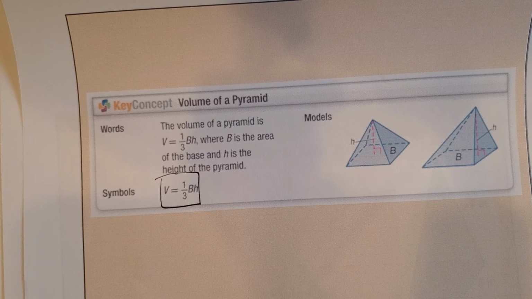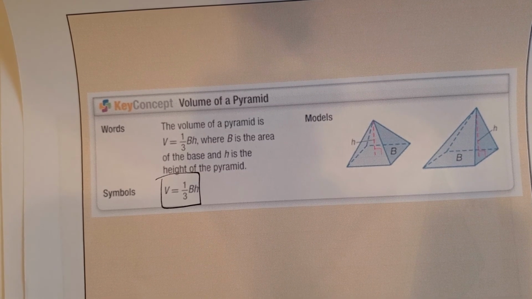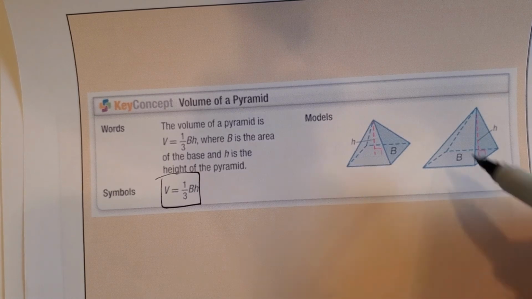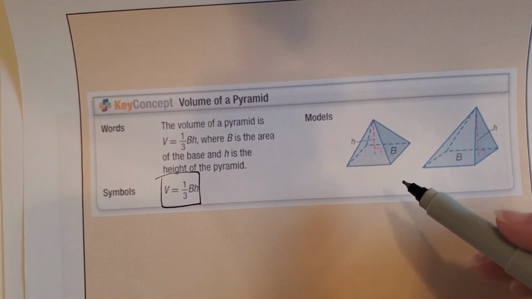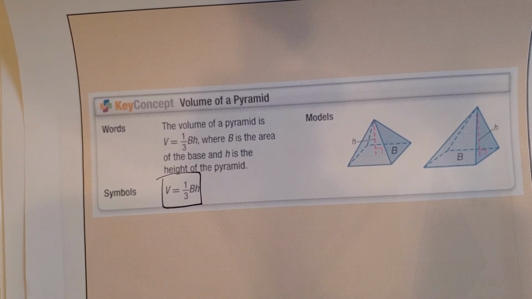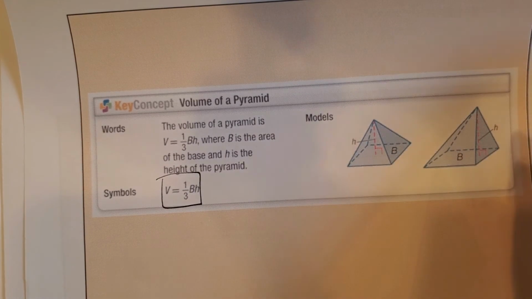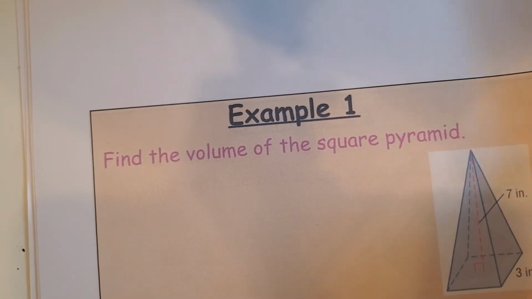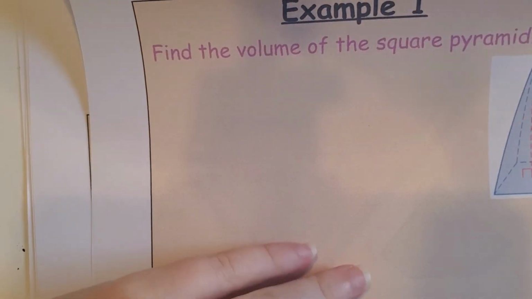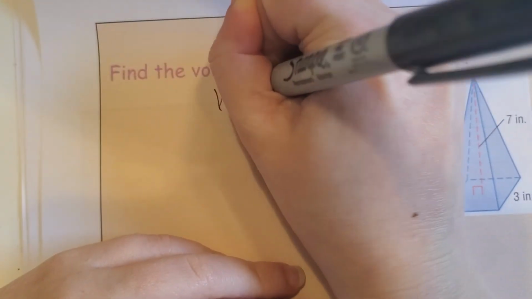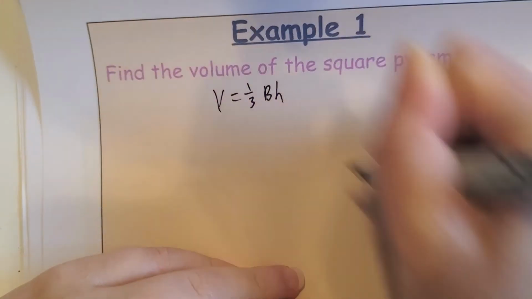If you're not given the height, you might need to do some other things involving like the slant height, maybe some right triangles, maybe some special rights, Pythagorean theorem, apothem, all that fun stuff. So let's see. All right, square pyramid's pretty easy. The volume of any pyramid is 1/3 times the area of the base times the height.